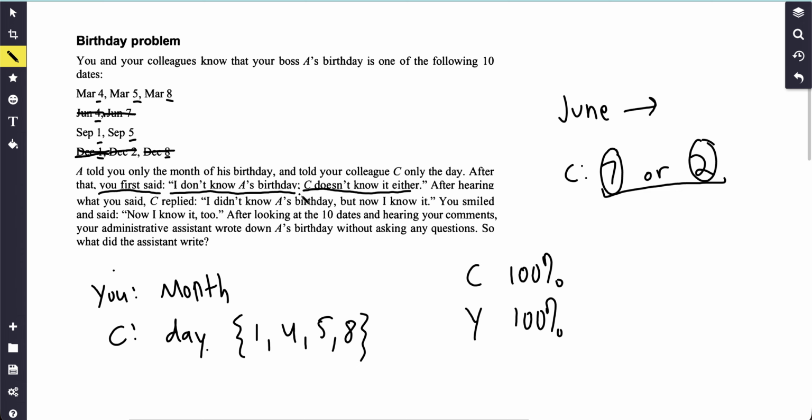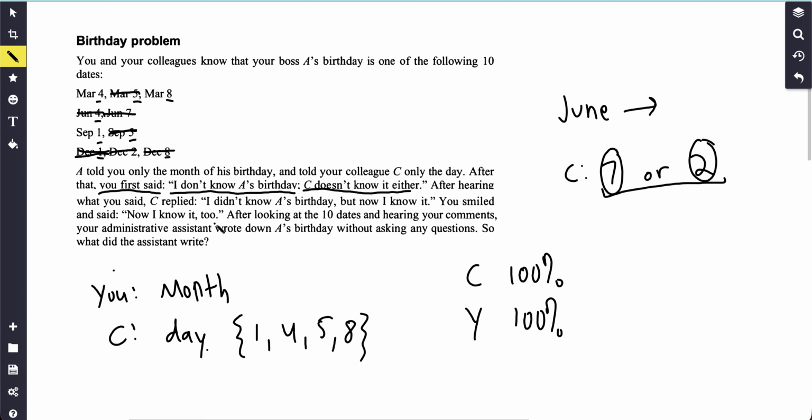After hearing what you said, C replied, "I don't know A's birthday, but now I know it." So what that means is that the day has to be unique from the remaining search space after that first comment. Well, 5 is the duplicate day. So if C knows it, it cannot have been one of those days. So cross out September 5, cross out March 5. We're left with September 1st, March 4th, and March 8th.